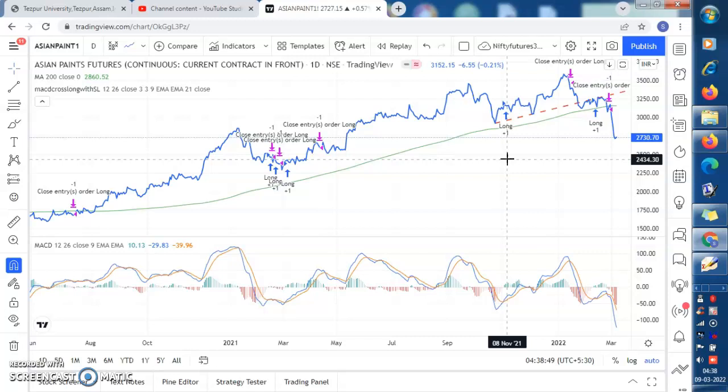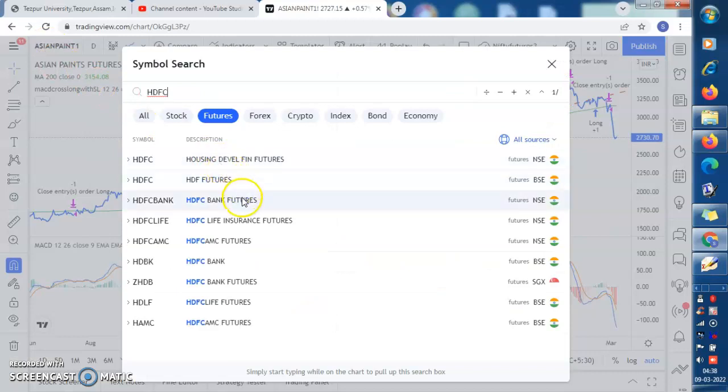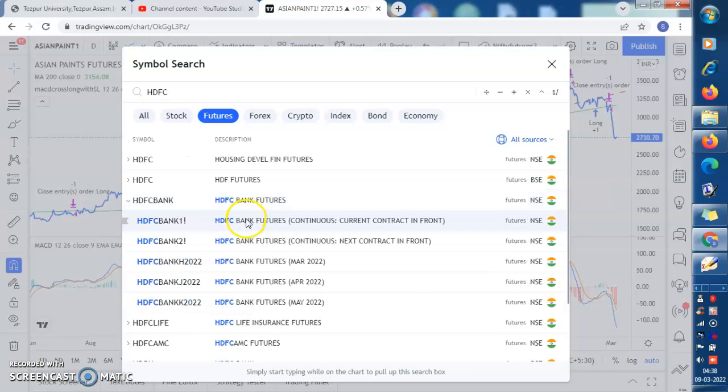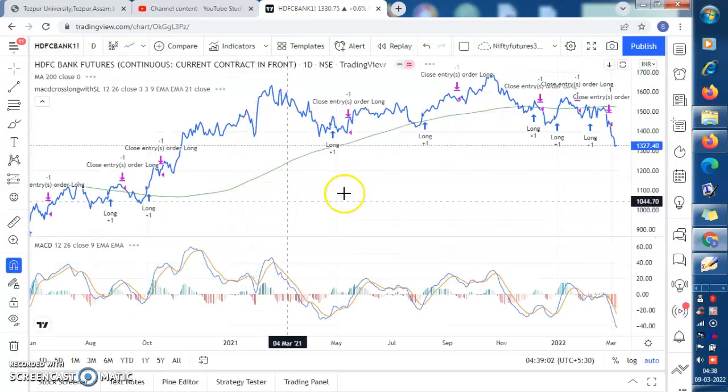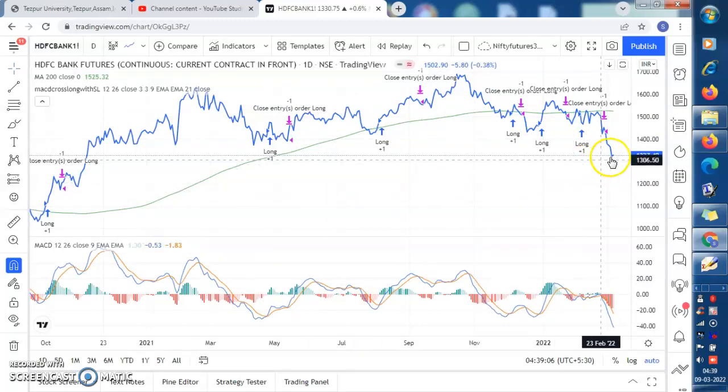Like I have just given you two examples. Then you can also look at HDFC Bank, because these are the main wealth creators in the Indian equity market. HDFC Bank is such a blue chip stock. Now it has corrected so much. It is way below its 200-day moving average. In fact, it has broken below all the previous swing lows that you can see.